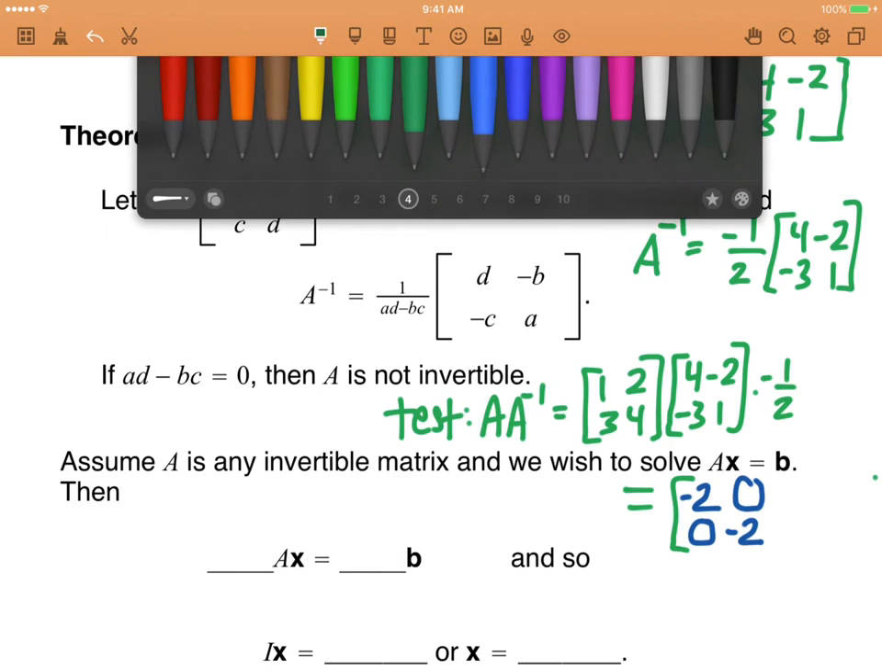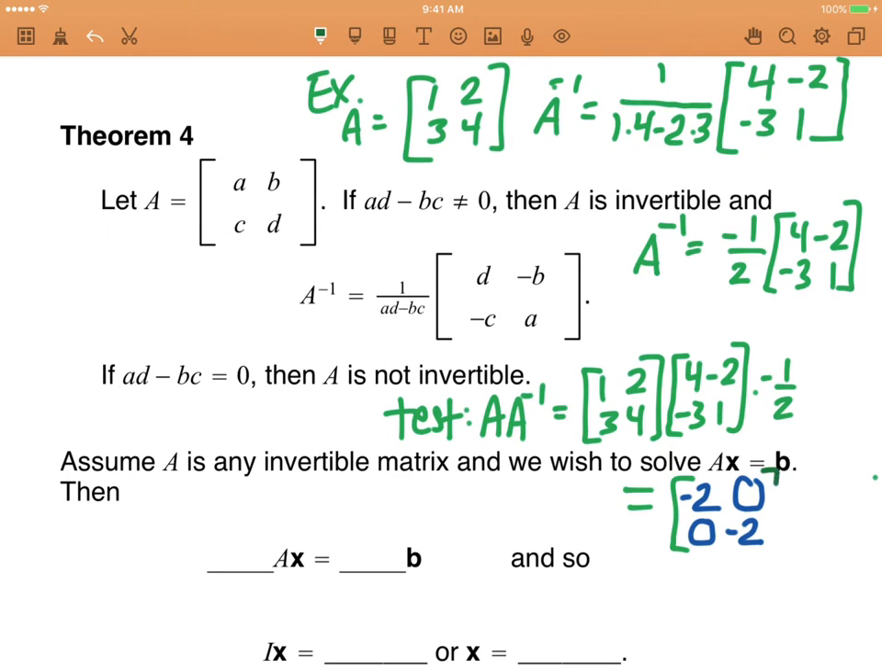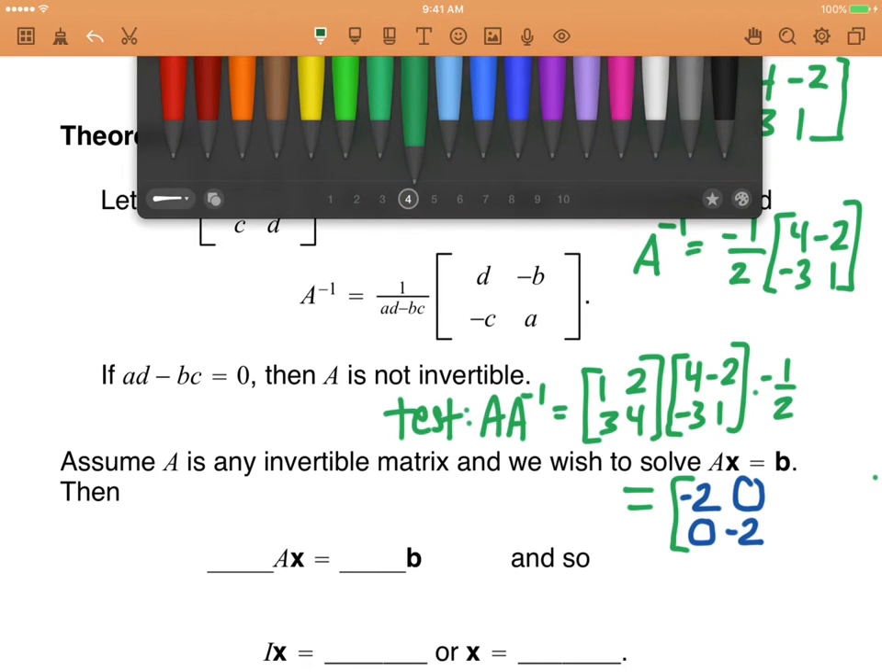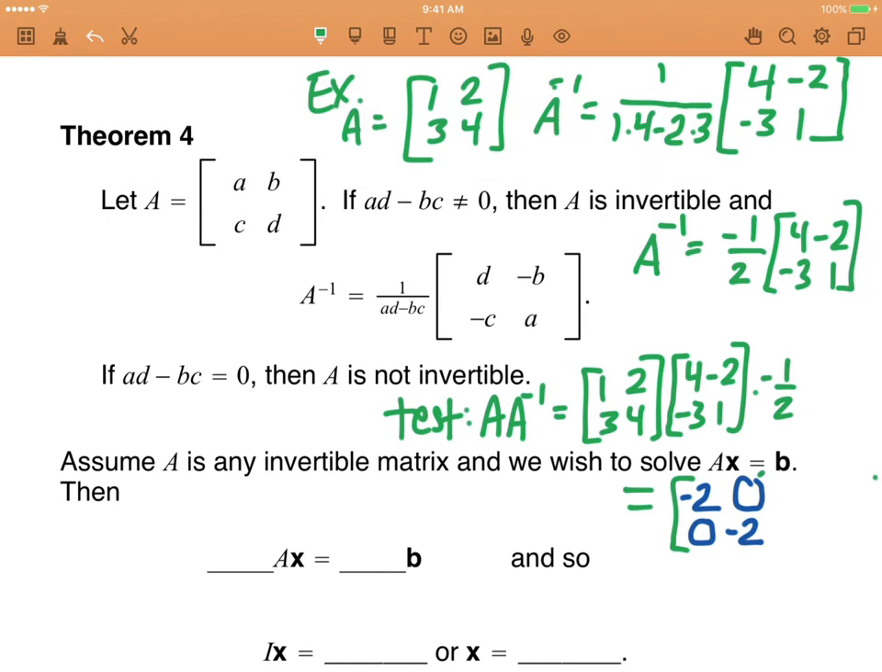Okay, back to our green. Oops, wrong green. Sorry, not a big deal. Okay. And then that is times -1/2, so that gives us the matrix -1, 0.